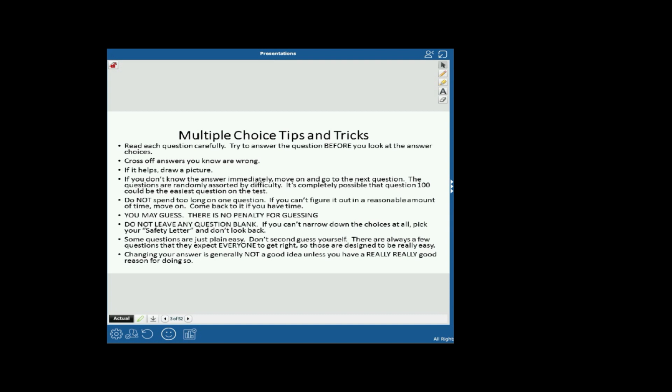If you can narrow it down at all, obviously use those choices. But if you really have no clue, use your safety letter.